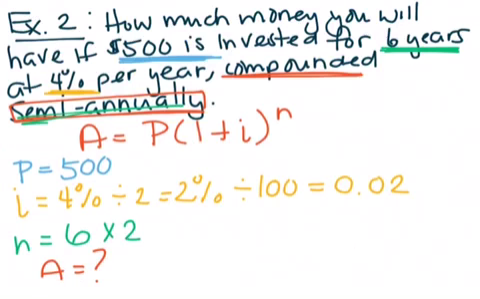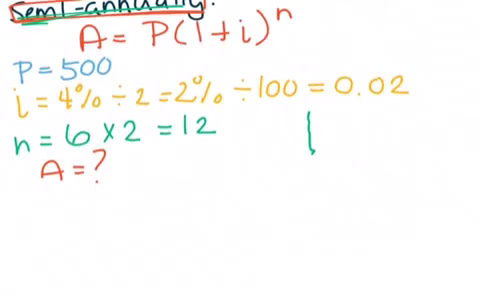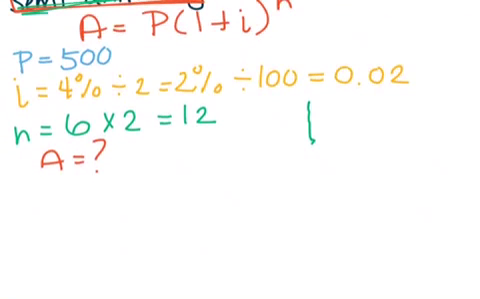Okay, so we've got everything. We're just going to plug it all in now. So I'm going to scroll up. Here we go. Beautiful. Okay, so we're going to rewrite our equation. We're always using this equation with compound interest: A equals P times 1 plus i, all to the power of n.